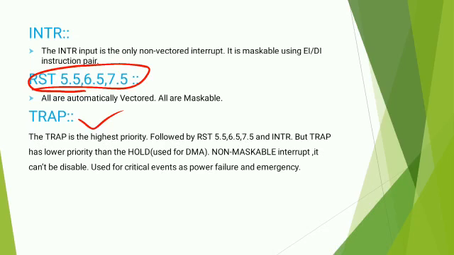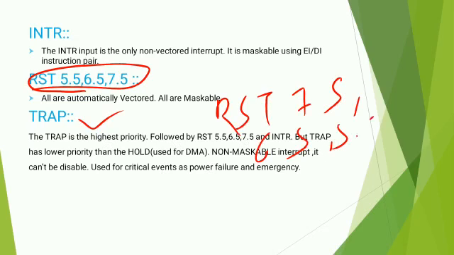RST 7.5, 6.5, 5.5: these are restart input signals. They are also known as vector interrupts and are maskable. These signals have higher priority than INTR. Among these three signals, the priority is 7.5, 6.5 and 5.5. These are maskable interrupts, that means they can be masked.